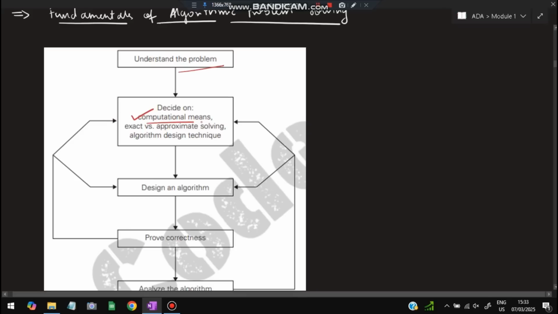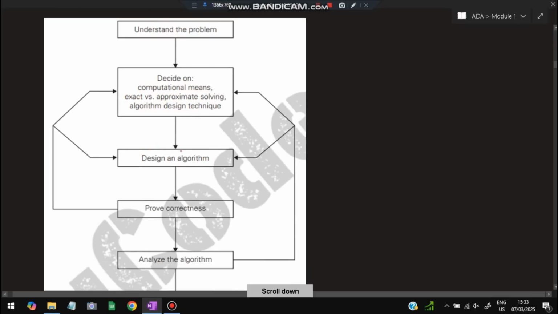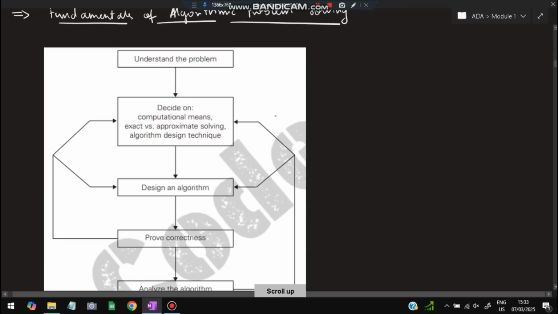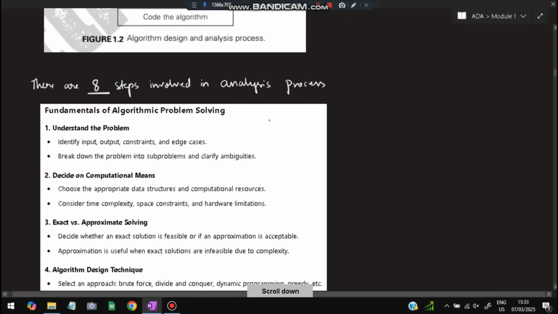First is understand the problem, then find out 3 things on it. The first is the computational means, second is whether you want an exact or approximate solution, and third is which algorithm you will be using. After you decide these 3 things, design that algorithm, then test if the algorithm is correct or not, then analyze the algorithm, and finally code the algorithm. This is the flowchart you will be writing for algorithmic problem solving fundamentals. So totally 8 steps are there.